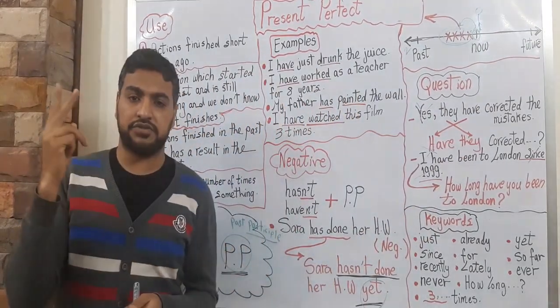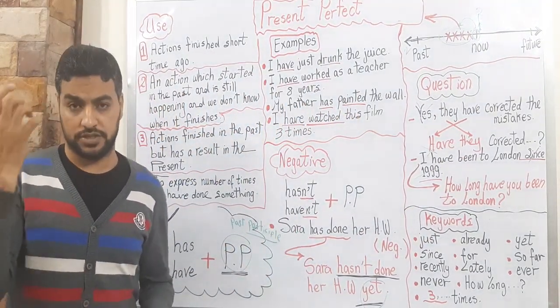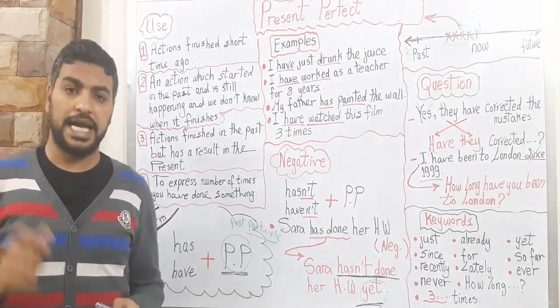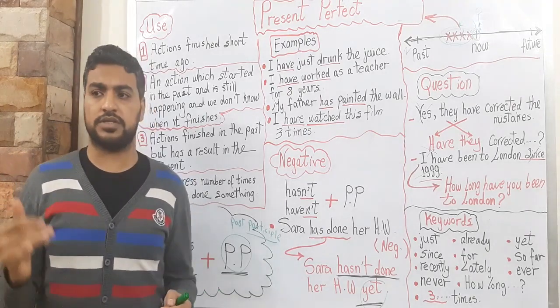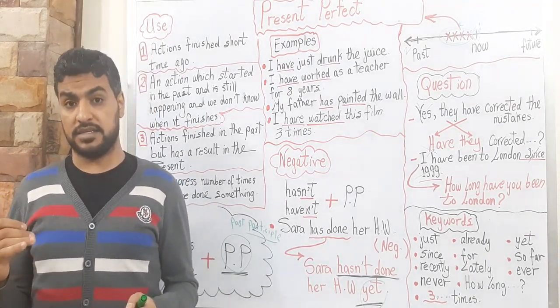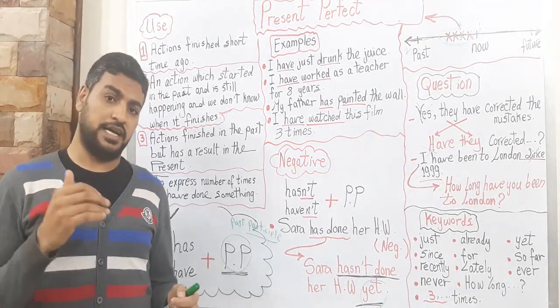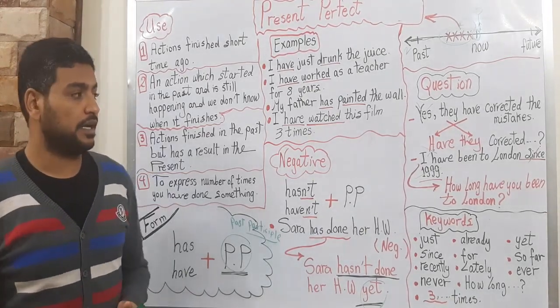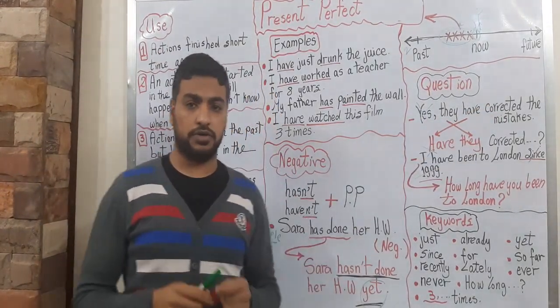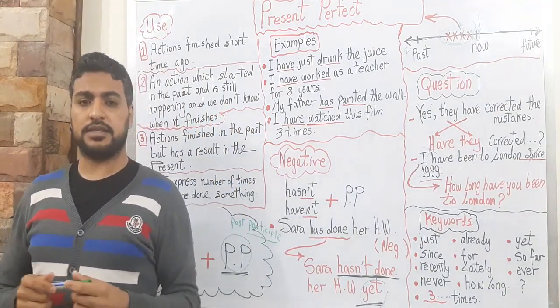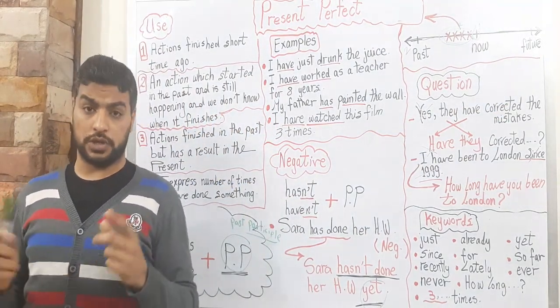We know that we have 2 kinds of forming a question: yes or no question and WH word question. Yes or no question, because the answer is what? Yes or no, okay? Yes, they have corrected the mistakes. So try to guess. What's the helping verb we are going to start with?